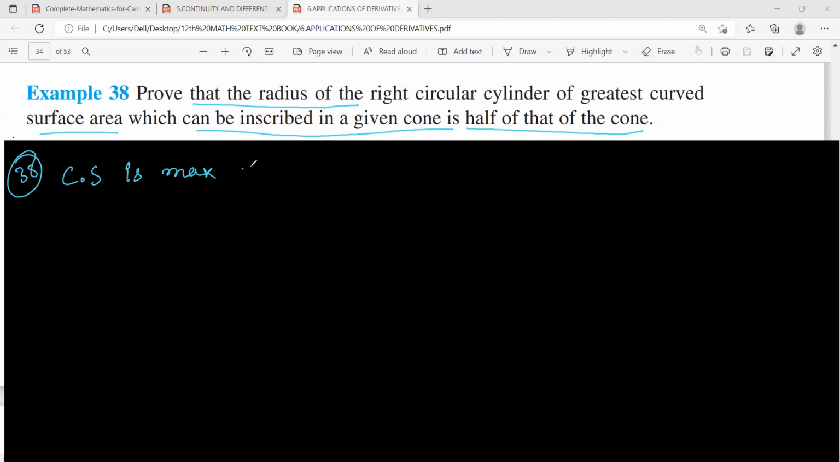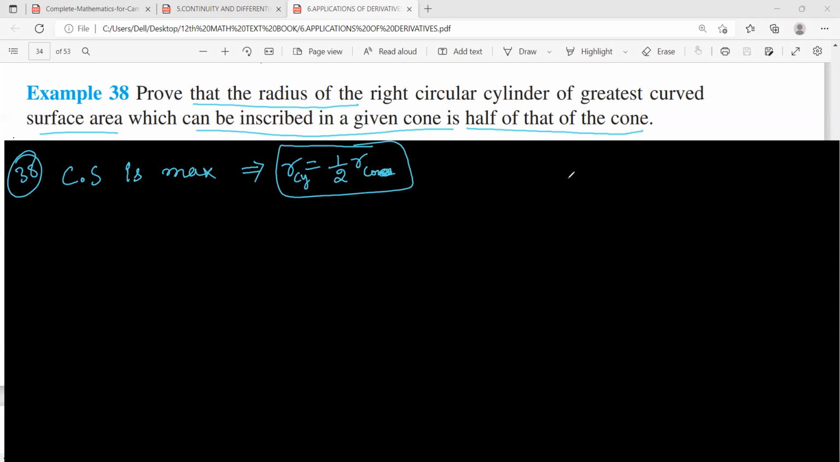Curved surface area maximum implies what you have to show? Radius of the right circular cylinder, radius R we take, is half of that of the cone. So R of cylinder and R of cone, this is what we need to say. This is cylinder and this is cone. Radius of cylinder equals half of radius of cone.